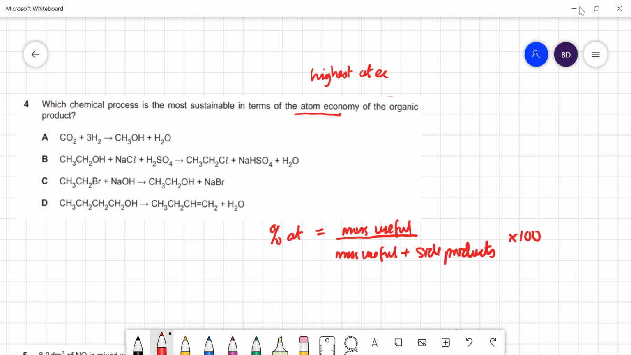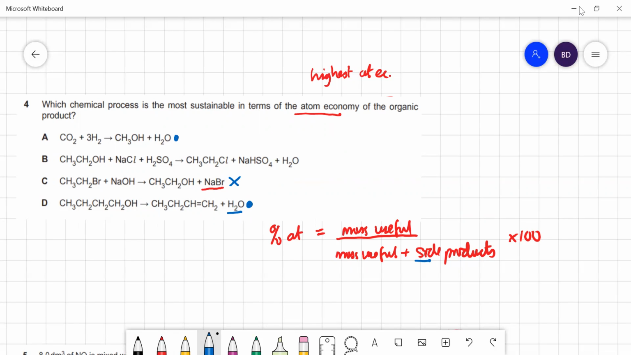Rather than working them all out, let's see if we can see which one it's likely to be, since we want the highest atom economy. Well, I think we can rule this one out because sodium bromide is very heavy. The byproduct is very heavy because bromine weighs 79, plus 23. So the side product is too heavy, so it's not going to be that one. D looks good because you've got a very light side product. You've only got water, which weighs 18. So I think I'm going to highlight that one.